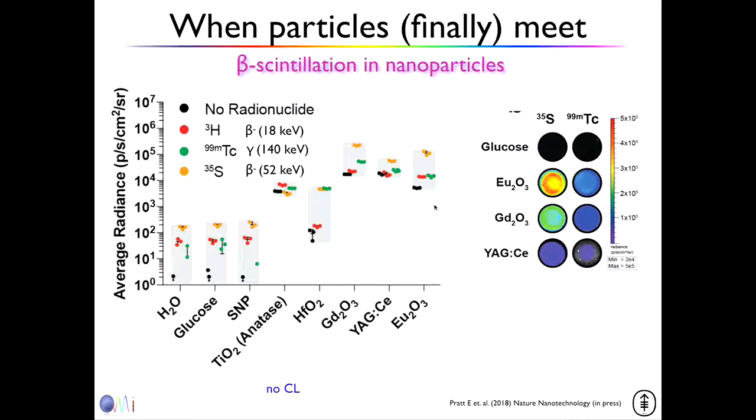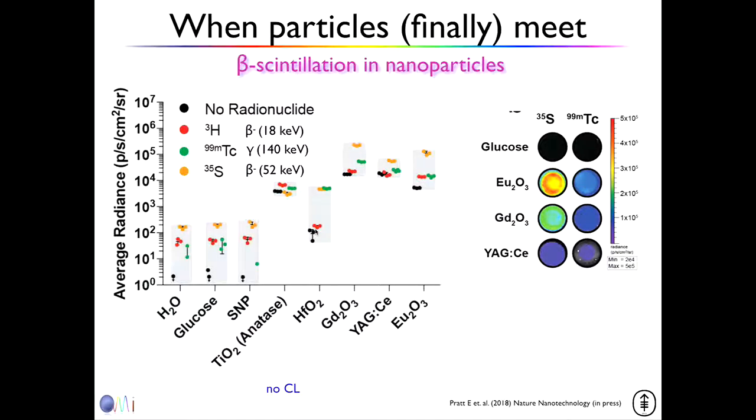So here comes when particles finally meet. We then started to look at beta scintillation in nanoparticles. But how do you look at beta scintillation? What we came up with was that we used tritium, which just has a beta emission with 18 keV. So it's so low, it doesn't give you any Cherenkov. There is technetium, which mostly is gamma, 140 keV. There are some secondary electrons coming out, but they're very rare. And here's your sulfur-35, which also is a beta minus electron, at 52 keV, so it also doesn't give you any Cherenkov. So we have a pure gamma, the technetium, more or less pure, and then these two differently energetic electron emitters.